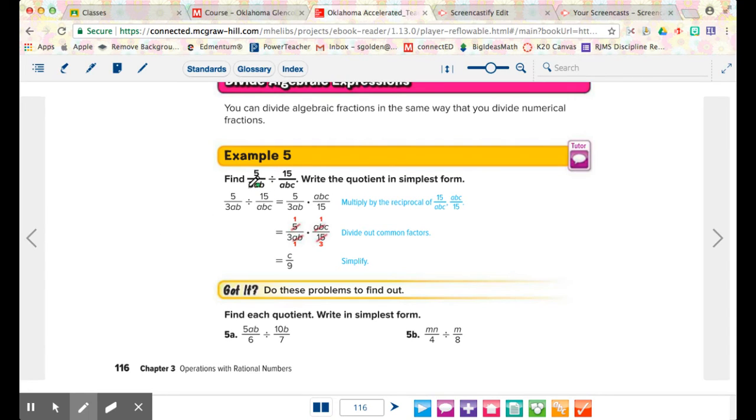So on bottom here we have 3 times a times b. Over here, we have a times b times c. We're dividing two fractions, so we know we can go ahead and change it to a multiplication problem by flipping this second fraction, its inverse. So it will become 5 over 3ab times abc over 15.